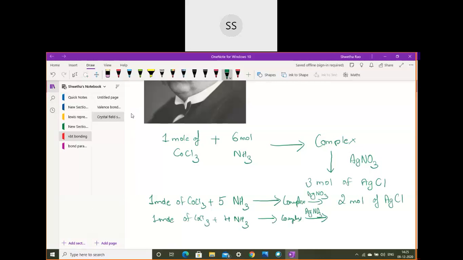And next time, again changing the concentration, taking 1 mole of CoCl3 and making it react with 4 moles of NH3. Again a complex, checking how much chloride will get precipitated out. When he made it react with silver nitrate, he found only 1 mole of silver chloride precipitated out.